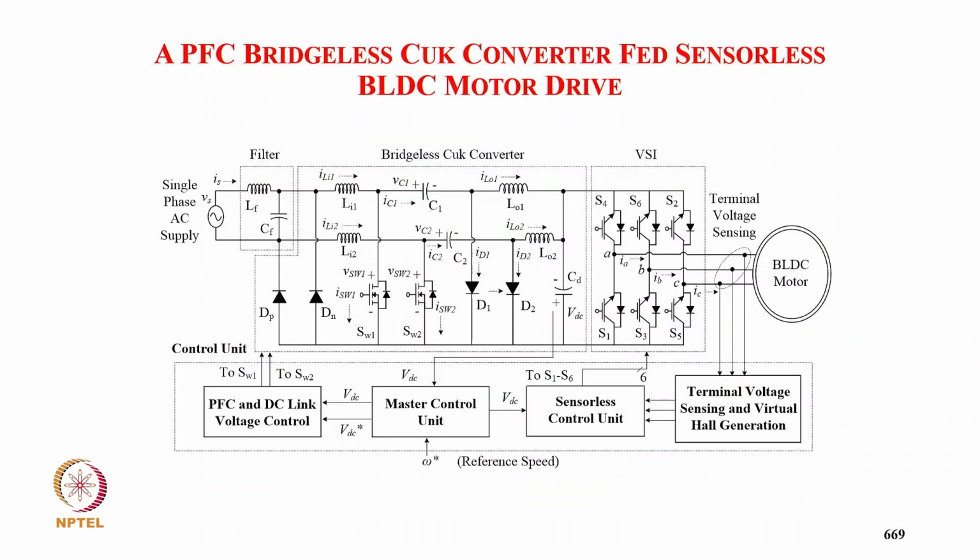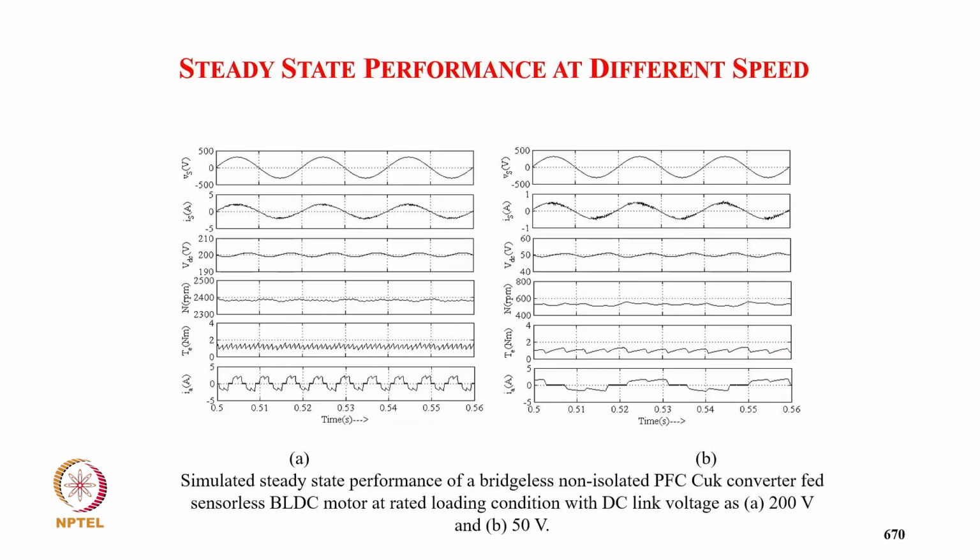This is a bridgeless Cuk converter fed sensorless motor drive. So again, one is for the positive half cycle, another for the negative half cycle. We sense the voltage, we don't sense the position now. DC link voltage and terminal voltage sensing. So the mechanical sensor is completely eliminated. Input current sensor and voltage sensor are eliminated, and the diode bridge is also eliminated.